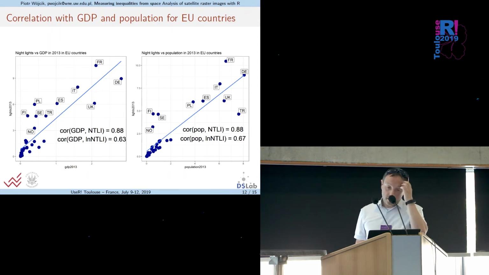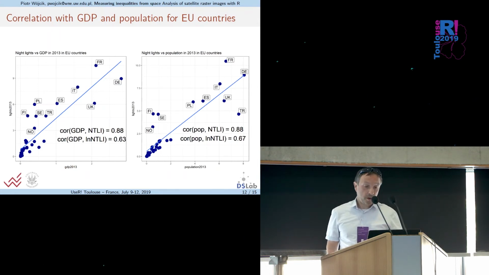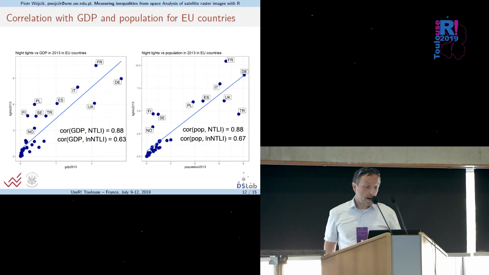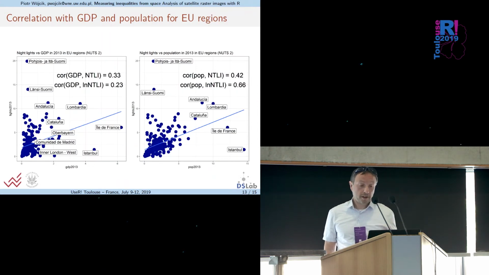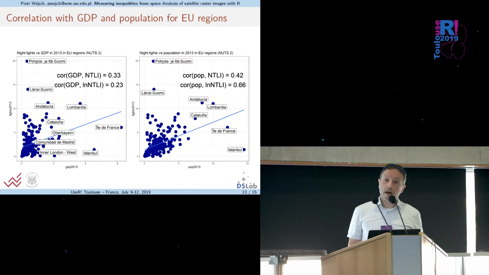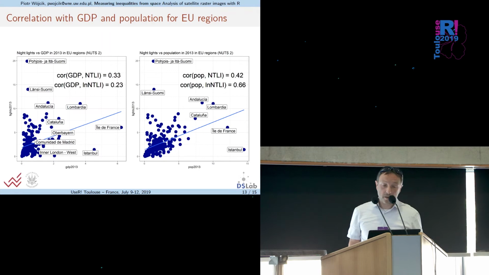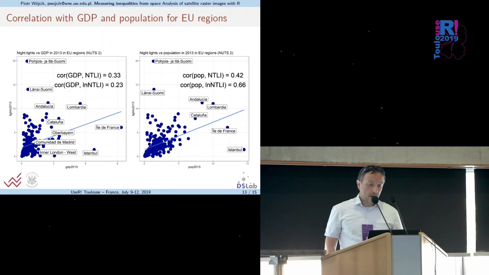And here you see the example correlations between nighttime lights and GDP and population for EU countries. It's quite high, up to 0.9. The national level shows very strong correlations, while on the regional level it's much weaker, as basically nighttime lights underestimate the urban areas, right? So there is a different pattern of relationship for urban and rural areas, and that's why correlations are much weaker on the regional level.